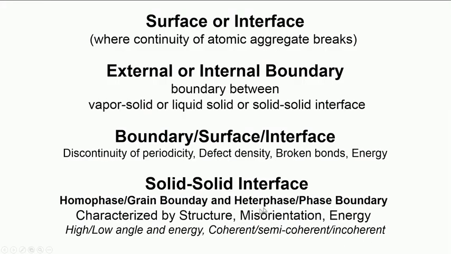and that's where you can easily explain the misorientation angles. You can also characterize the boundaries in terms of energy, and you can also explain in terms of the coherency or the structural match across the boundary, and call them coherent, semi-coherent or incoherent boundaries.